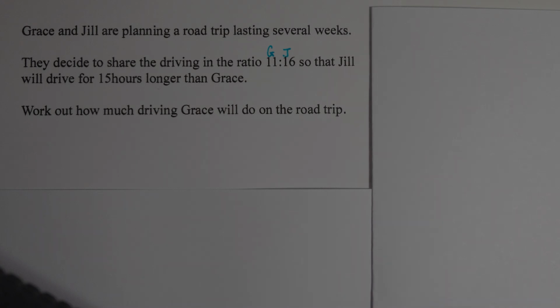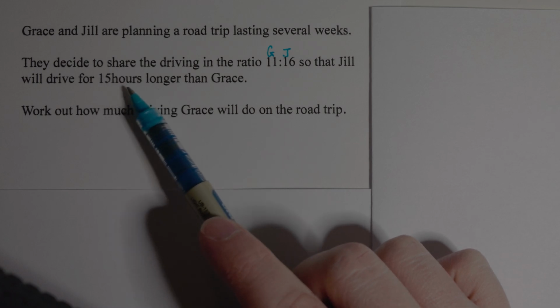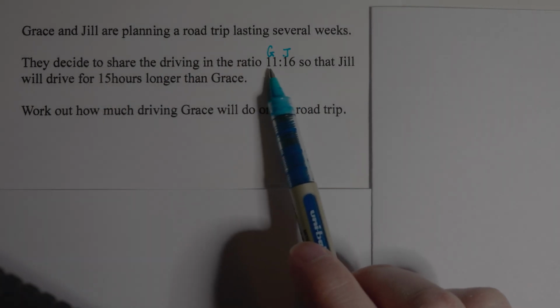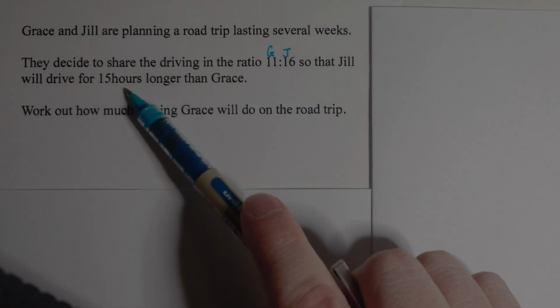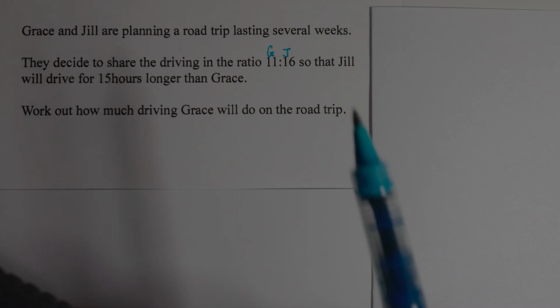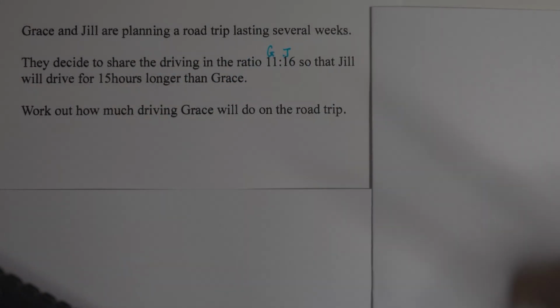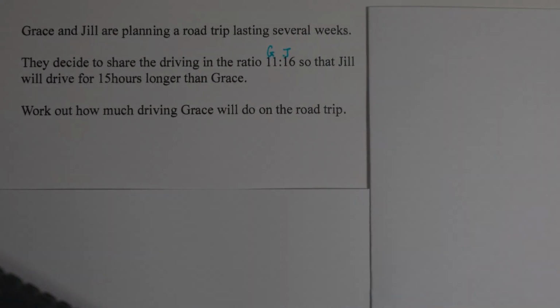Now, the only other number I have in this question is the number 15. And let's think about what that means. This 15 is not the total amount of driving that's happening. I don't actually know that yet. So there's no point in adding these together. If you add them together, you get 27, but there's no point in doing that because this 15 is not the total amount of driving that they do between them. Okay, it's not what they do together. Instead, this 15 is how much more Jill does than Grace. Sorry, Jill does than Grace, my apologies.